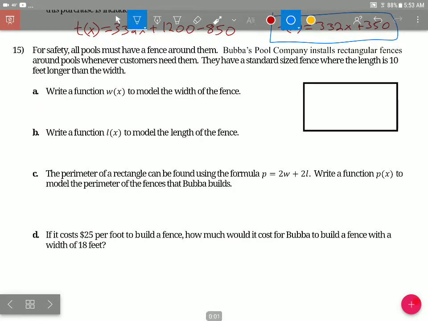For safety, all pools must have a fence around them. That's actually just true. Period. You don't want kids or animals or whatever things falling into your pool.